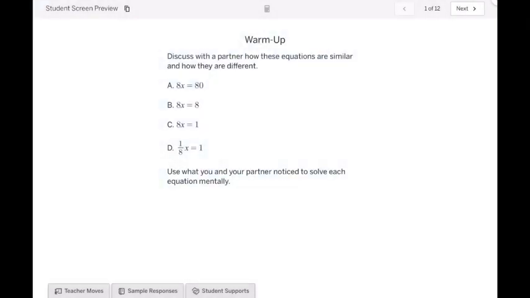Welcome back, mathematicians. The warm-up today was to discuss with a partner how these equations are similar and how they are different. And you're using what you and your partner notice to solve each one mentally. So in this case, we're not going through the process of solving any equations by taking steps to go backwards. We're just looking at, like in part A, 8 times what gives you 80. 8 times what gives you 8. 8 times what gives you 1. 1/8 times what gives you 1, to see if you recognize a pattern. Remember, it's all about recognizing patterns.